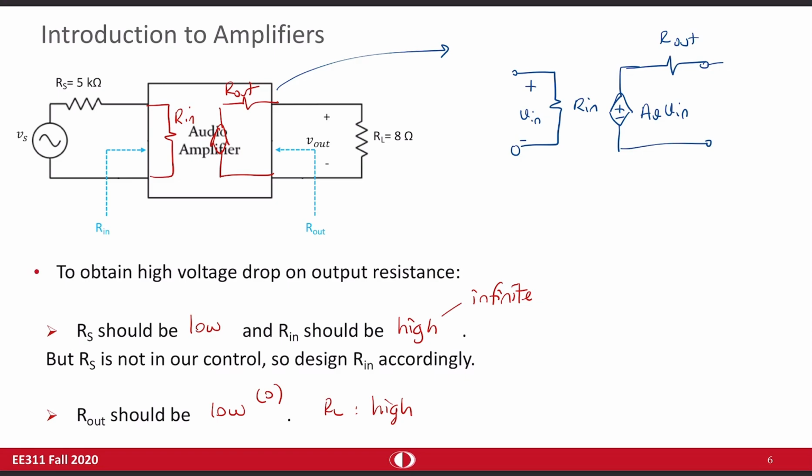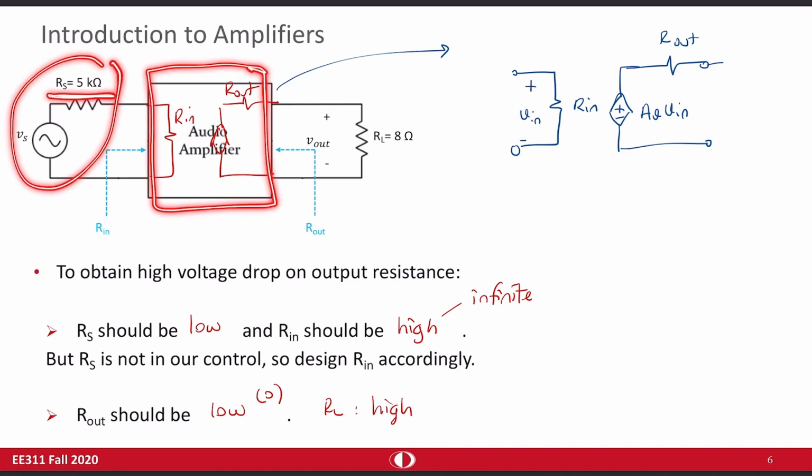But keep in mind that as a designer, you have control in this block. You don't know what kind of music player the customer will use. Therefore, you don't know what will be RS. And you don't know what type of speaker the customer will use. So you don't have any control on RL. Maybe he is using a low resistance speaker. Maybe he is using a high one. So you don't have any control on RL and RS. What you can control is only this box as a designer.